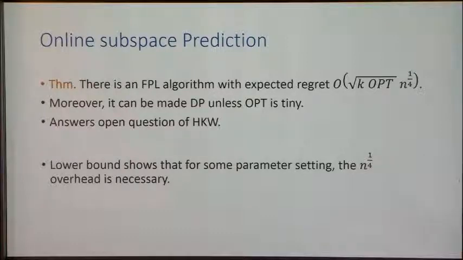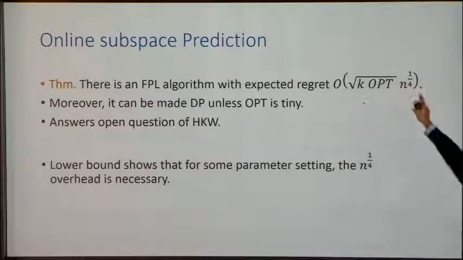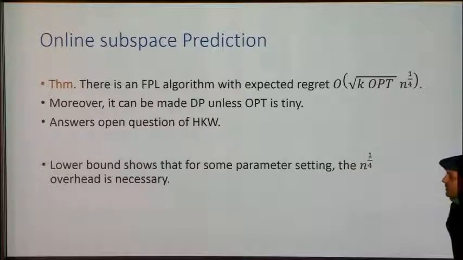But Hazan, Kale and Warmuth actually left open a question of designing an FPL type algorithm which has good regret guarantees. Their guarantees were much worse than this, and this actually answers an open question of theirs, even if I didn't care about privacy. And in fact, because we are actually adding noise, we get privacy more or less for free. So unless opt is really tiny, we get the same regret without dependence on epsilon. And if you actually want privacy, this n to the 1/4 is necessary. You can't get a square root of k times opt in general.